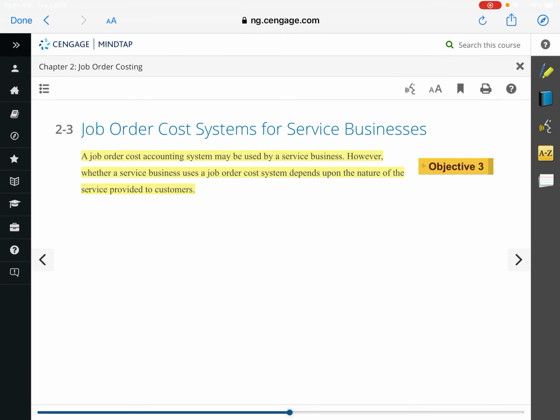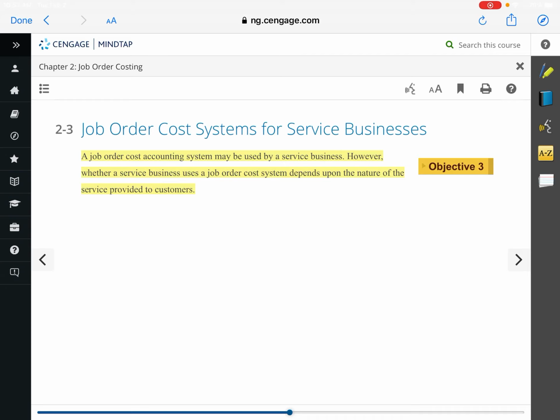All right, so we got finished with 2.2 last week, which we looked at the direct materials ledger, moving things from direct materials to work in process, and then moving things from work in process to finished goods, how we journalize those. We also looked at how to calculate factory overhead. So all of those were for a manufacturing business, which means they make their own materials.